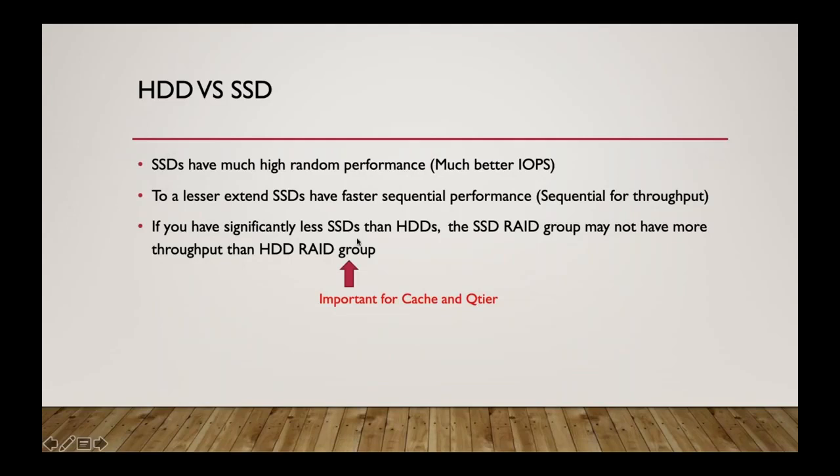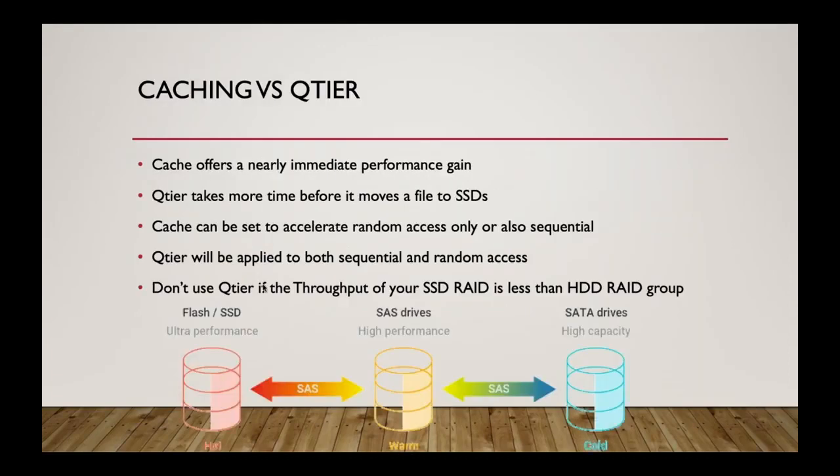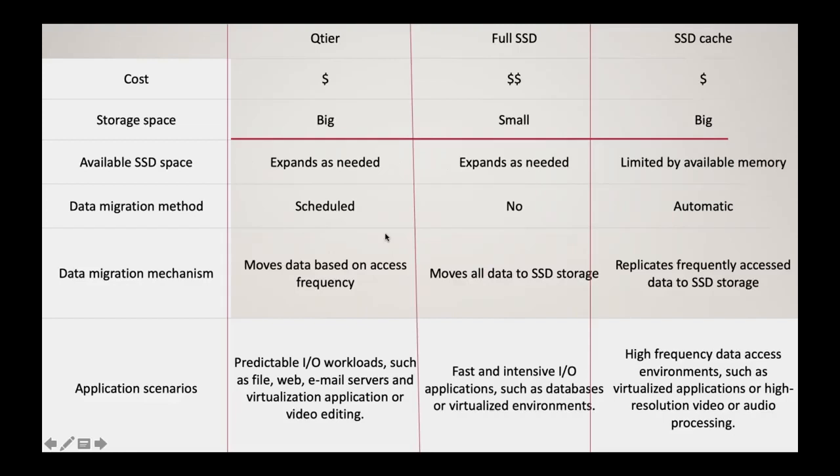Remember I mentioned here, if the throughput of your SSD RAID group is less than the throughput of your HDD RAID group, you don't want to try to accelerate sequentially. So in that case, you want to set your cache to random only. And QTier cannot be customized that way. So basically with QTier, if the throughput of your SSD RAID is less than your HDD RAID, just don't use QTier.